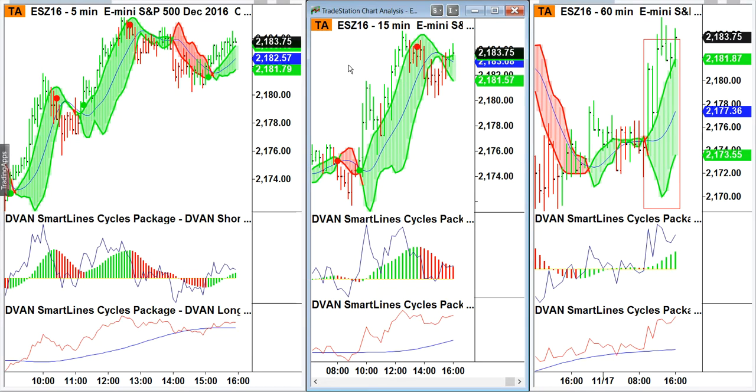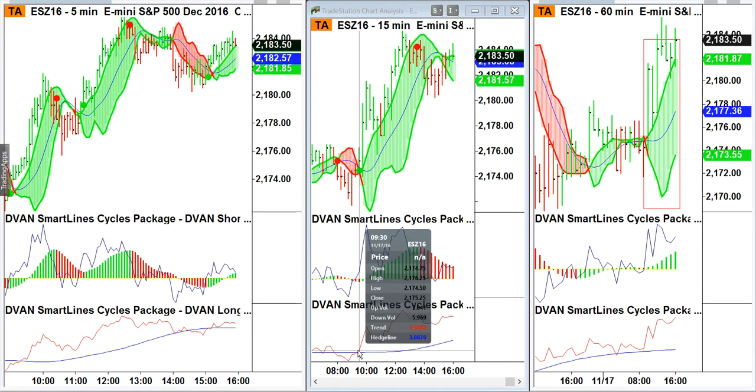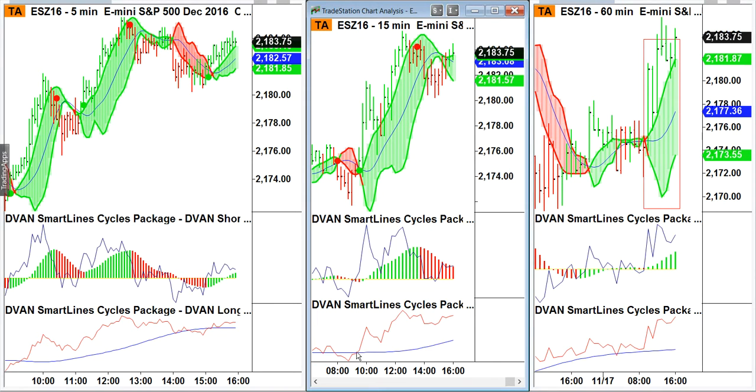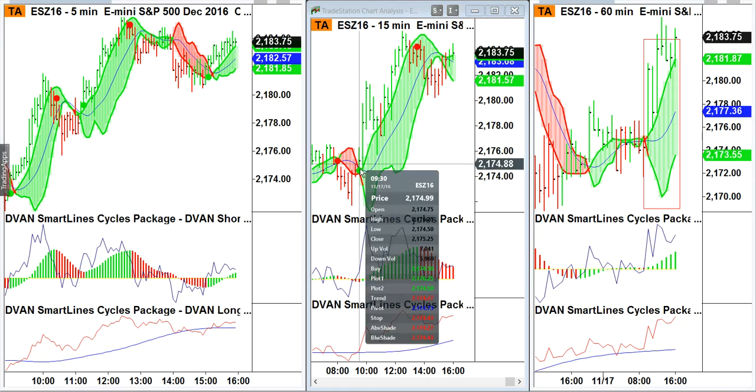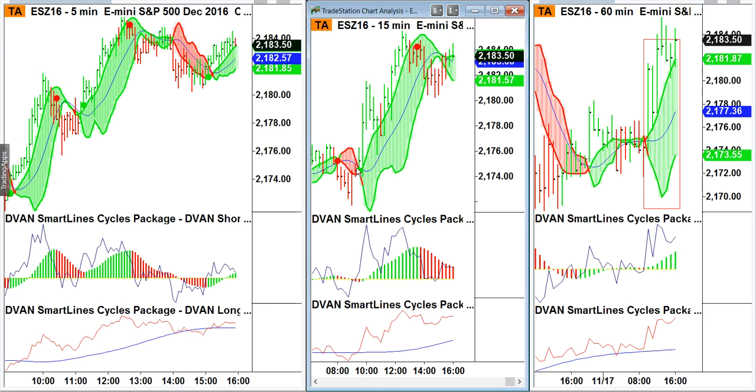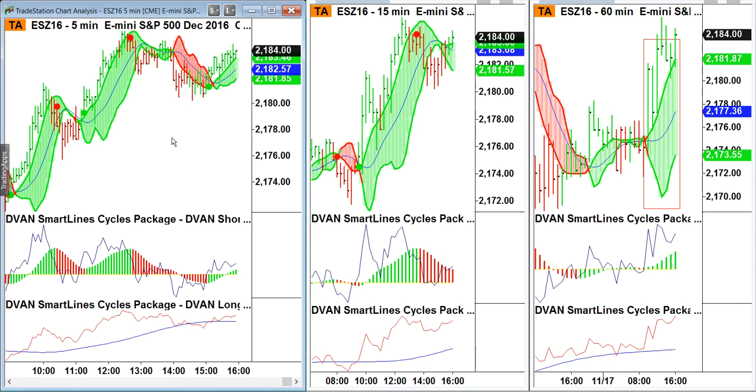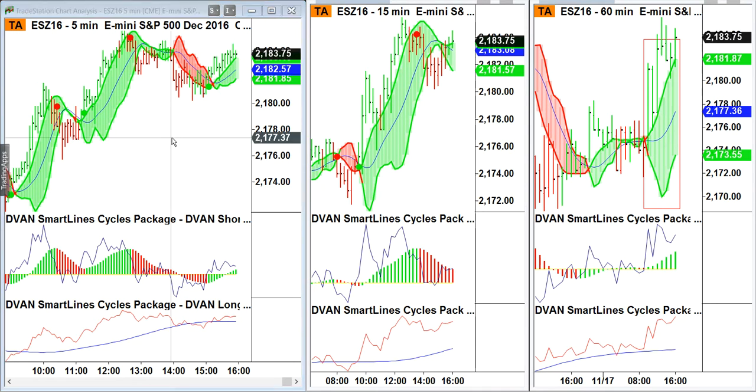Looking at a 15-minute chart, right at the open, this is 9:30, you can see the 15-minute also went bullish. We also converged into a buying cycle, so you see prices closing above the cycle and the green shading ensuing, meaning we're in a buy cycle. That would give us reasons to look for long trades with either a 5 or a 15-minute chart.